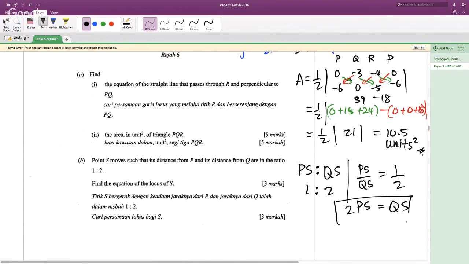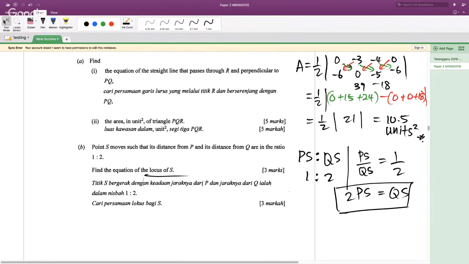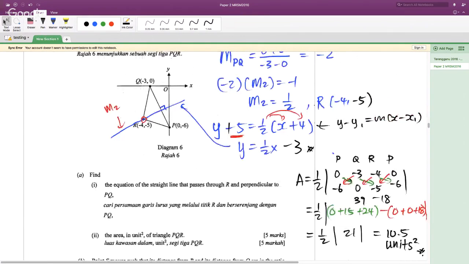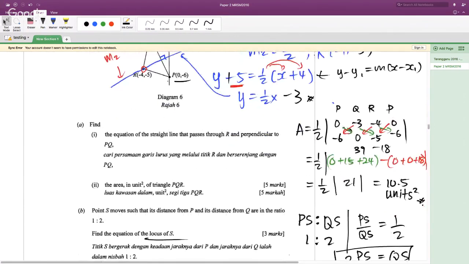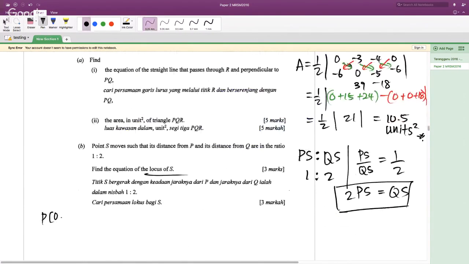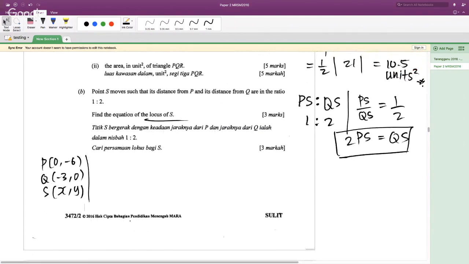Okay, I'm going to use this to form my equation to find the locus of S, because locus is equal to distance. I do not know S, but I know P and Q. So P is over here, Q is over here. I'm going to mark it down. My P is (0, -6), and my Q is (-3, 0). My S is unknown, so I'm going to call it x and y. Then I'm going to substitute every coordinate into the distance formula.